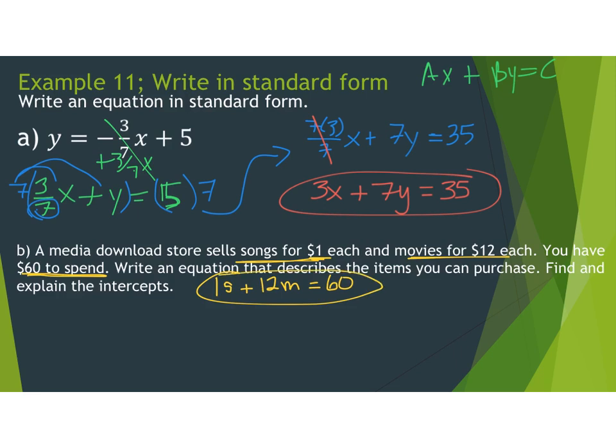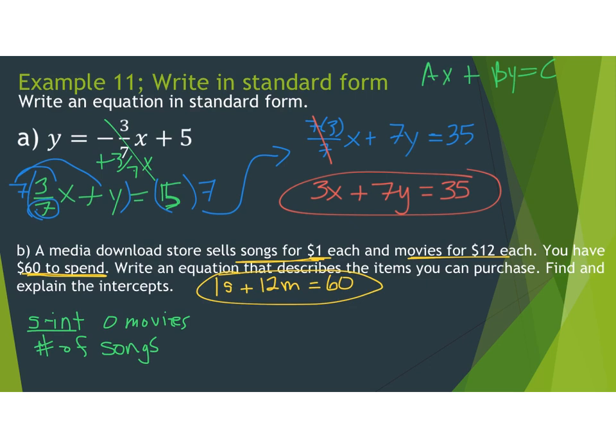Now, to explain what it means. In this case, the S-intercept would be if you only bought songs, if you got 0 movies. So 0 movies gives you the number of songs. Which you would find that to be 60 songs.